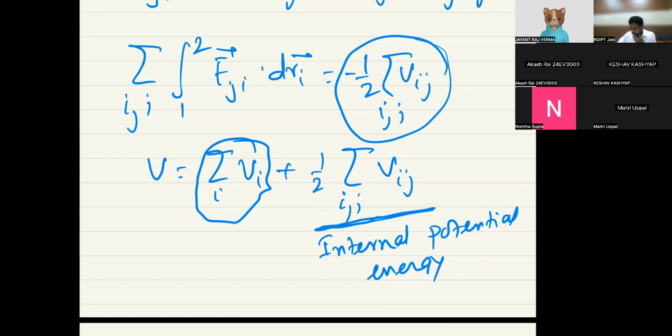Any question on this one so far, this system of particles? If not, then we'll move to the next topic.